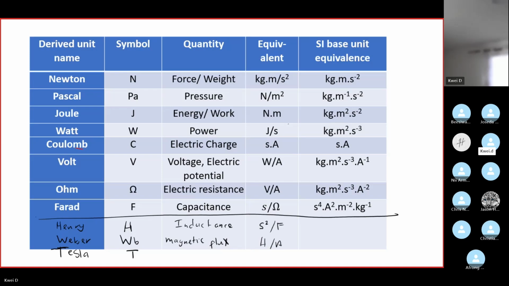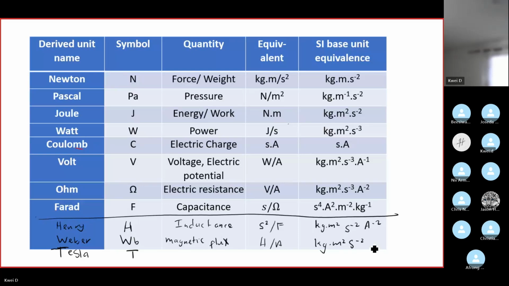One of you, your hand is up. Sir, please, what is the SI base unit equivalent for the Henry and Weber? Oh, okay, the Henry. Well, it was not necessary, that's why I left it, but it's equivalent to the kilogram meter squared, per second squared, ampere squared. That's the Henry, the equivalent. You don't have to memorize them, okay?